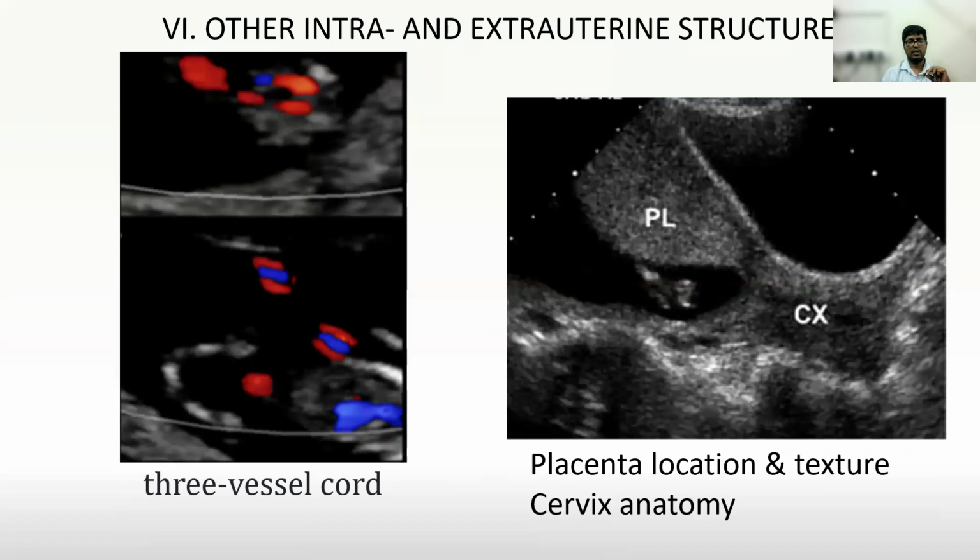We should look at the 3-vessel cord, because a 2-vessel cord where there is only one artery and one vein is a soft marker for abnormalities. Sometimes it's an incidental finding. We can see the umbilical cord at 2 levels, either the free floating umbilical cord like in image B, where you can see two arteries and one vein, or at the level of the bladder where the 2 arteries will wind round the margins of the bladder.